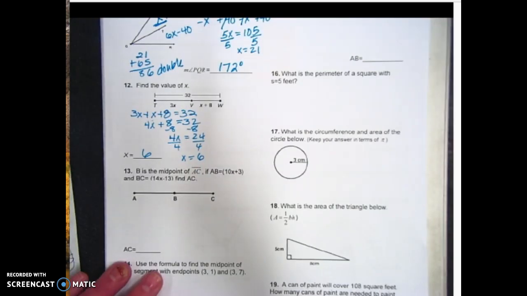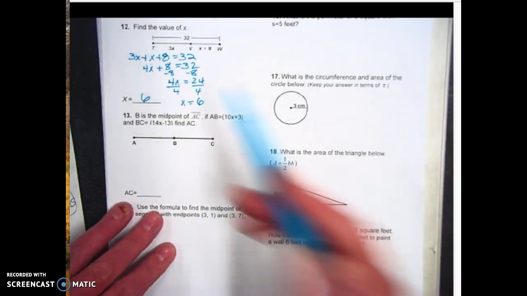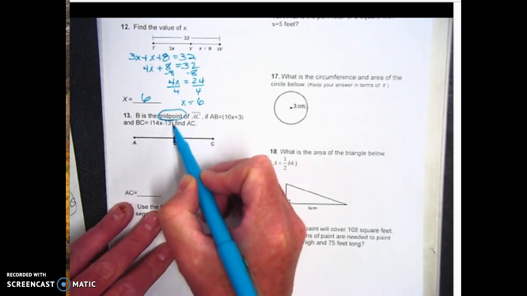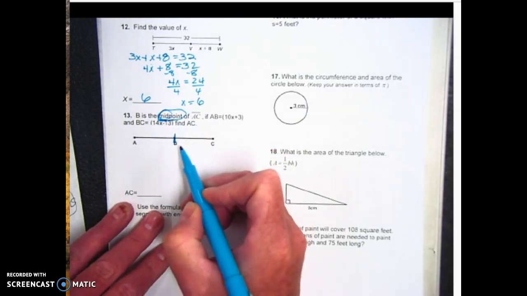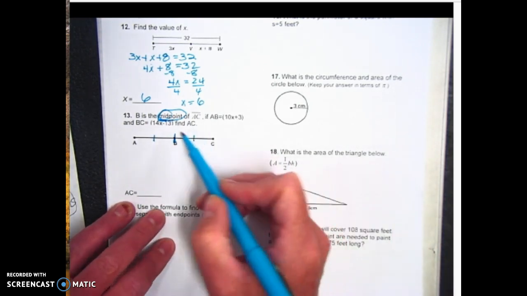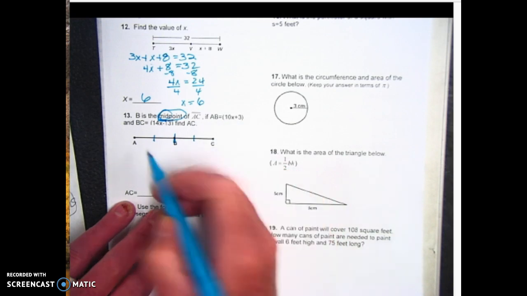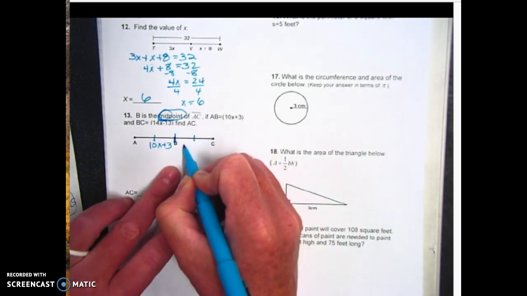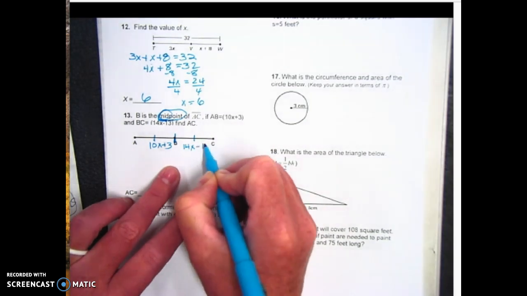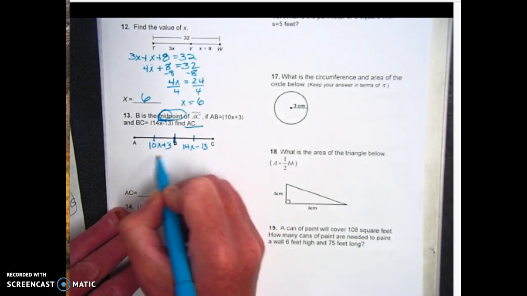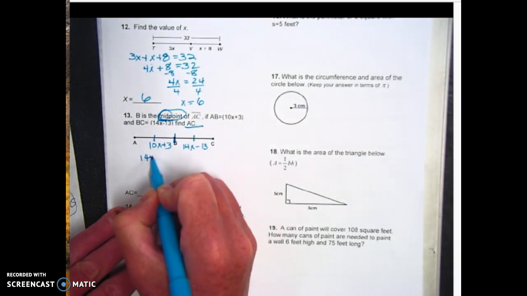All right. Number 13 says B is the midpoint. Midpoint meaning exactly in the middle. Okay, so I'm going to put little tick marks to show that they're congruent. And then AB is going to measure 10x plus 3, and BC is going to measure 14x minus 13. We need to find AC, the whole thing. Okay, so first thing we're going to do is set these equal to each other.